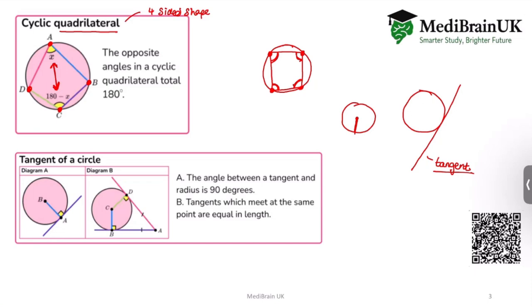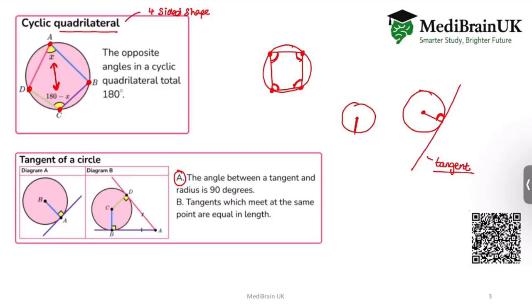Now, the rule you need to be aware of here is, let's say we had a radius and that radius touches the tangent. When that radius touches the tangent, the angle which is created is 90 degrees. So this angle is 90 degrees. When a radius meets a tangent, the angle which is created is 90 degrees. That's what the rule says: the angle between a tangent and a radius is 90 degrees.